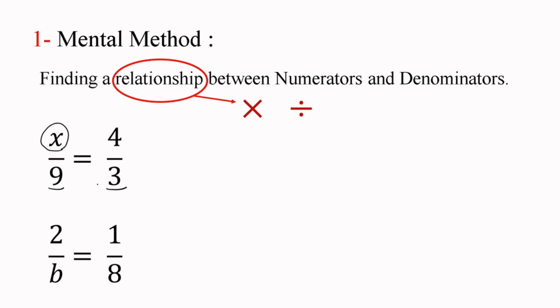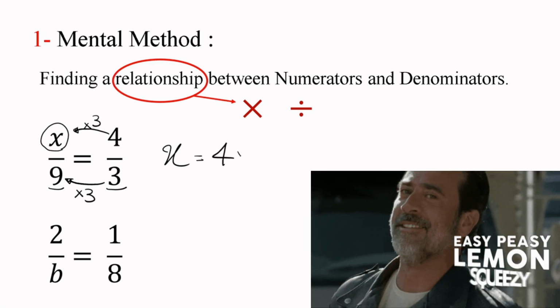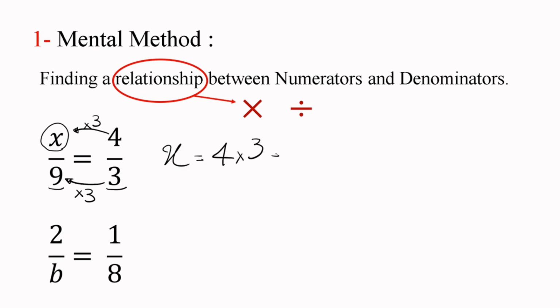Yes, of course. If I multiply 3 by 3, I'm going to have 9. So I can realize that I must have the same relationship for numerators. Therefore, if I multiply 4 by 3, I'm going to have x. So x will be equal to 4 times 3, which is 12, and this is the answer of this example. Look at the next example.